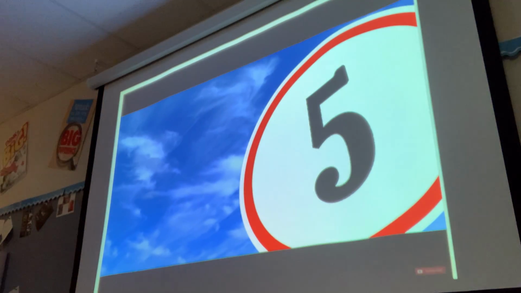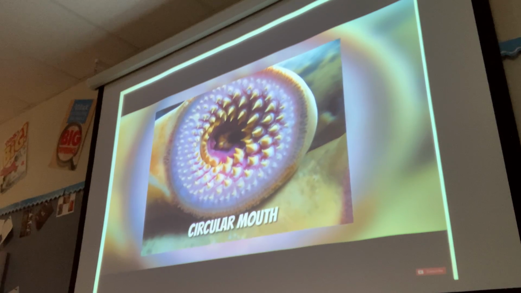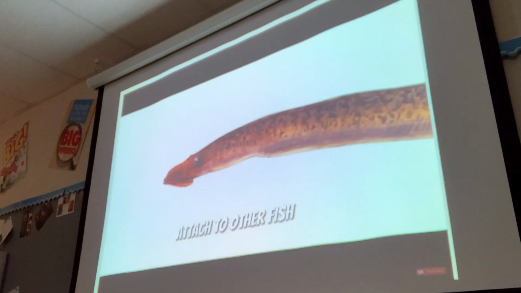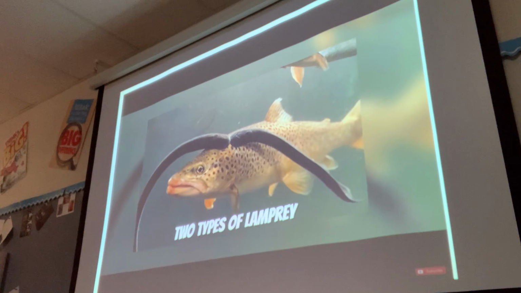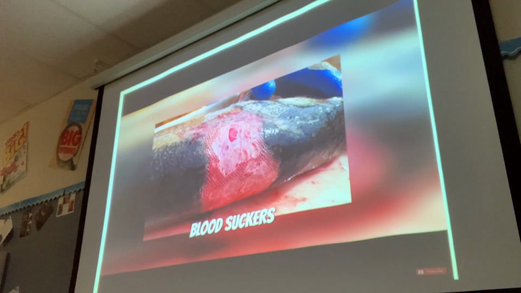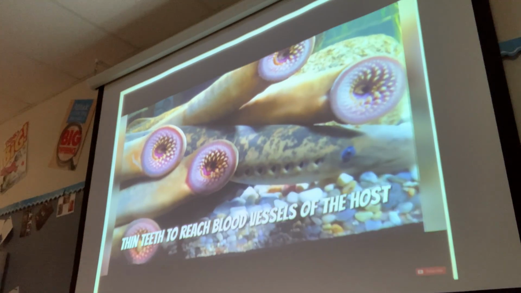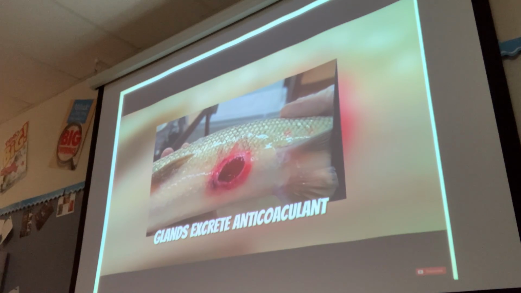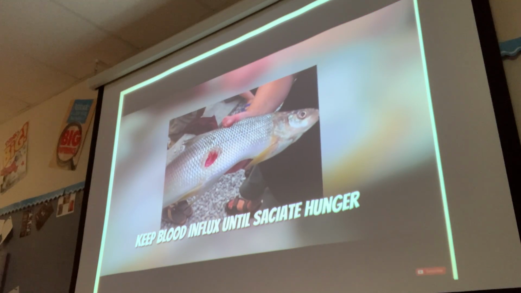Animals. Number 5. Lamprey. Lampreys are fish with a circular mouth containing several lines of sharp teeth they use to attach to other fish, making it almost impossible for the poor victim to rid themselves of it. There are two types of lamprey, the bloodsuckers and the ones that eat the flesh of its victim while it is still alive. The bloodsuckers have very thin teeth they use to reach blood vessels of their host. Through glands that excrete anticoagulant, they keep the blood influx until they satiate their hunger.